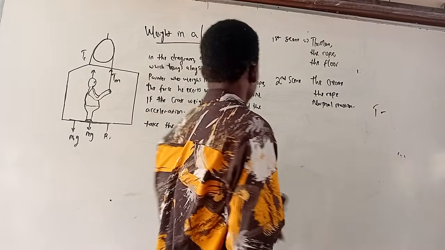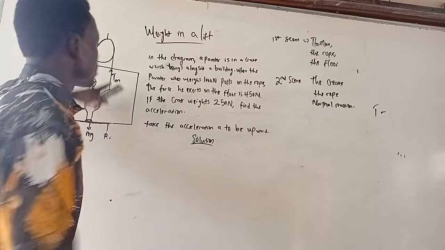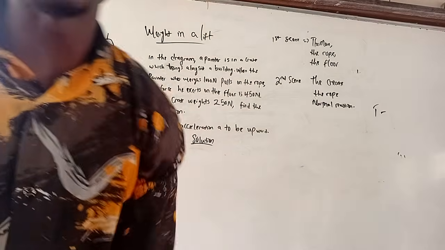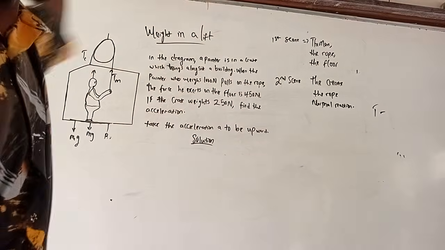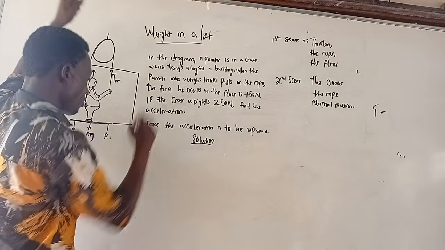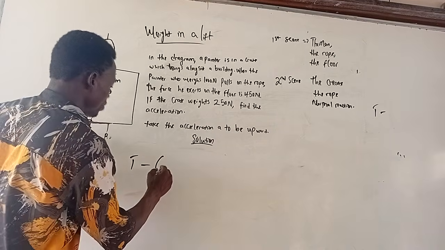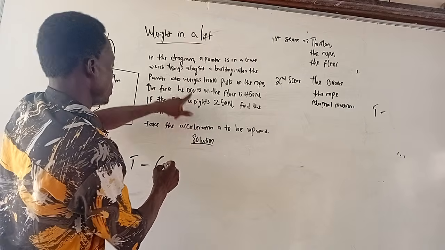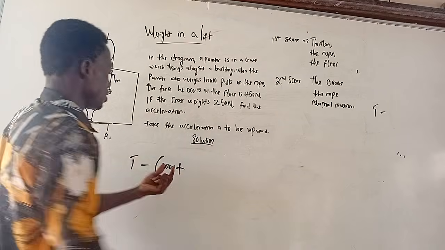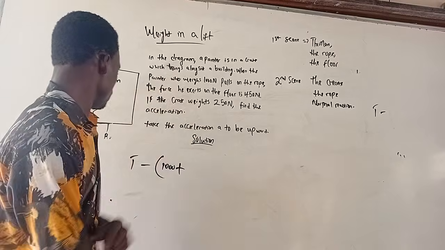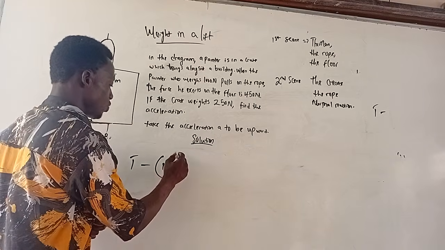The first thing, the man. Our upward force is the tension. The weight of the man is downward. The reaction on the man is upward. I've explained all that earlier. So our upward force is the tension minus downward force. The weight of the man is 1,000. Sorry, we only have one downward force, the weight of the man.